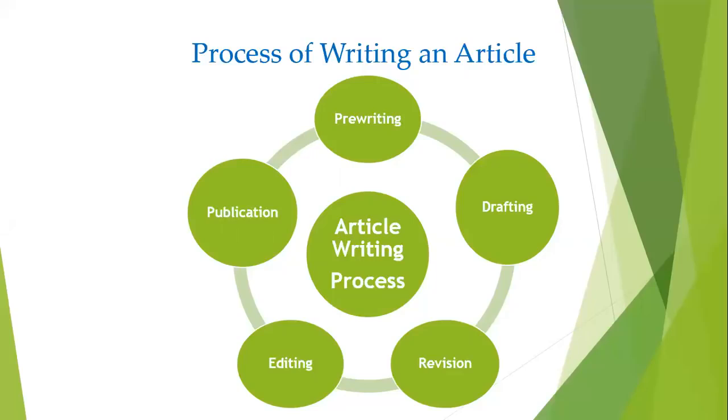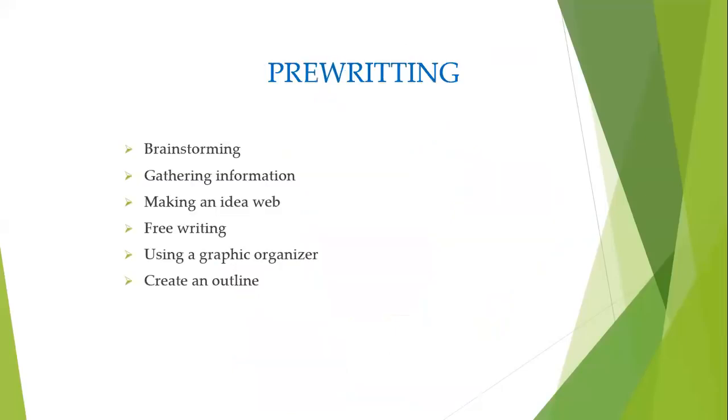The writing process starts with something called pre-writing, and then we go into drafting. Then there is revision, and we go for editing, and then we take it up for publication. So now we will see step by step what exactly these different processes mean. For example, pre-writing may consist of different kinds of things.